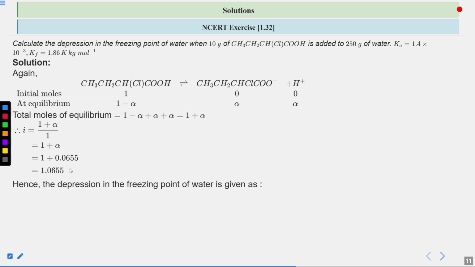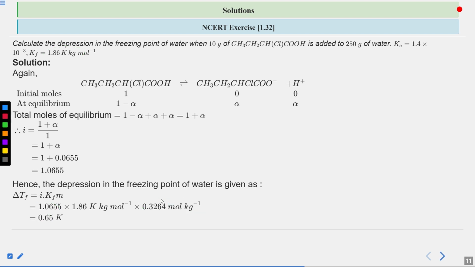Hence, we can say that our depression in freezing point can be given as delta Tf equal to i Kf m. We have seen the revised formula earlier also. The i value is being put up here. Kf value is given in the question. And the molality value was calculated earlier, which is 0.326 mole per kg. Therefore, the final value will be 0.65 Kelvin.